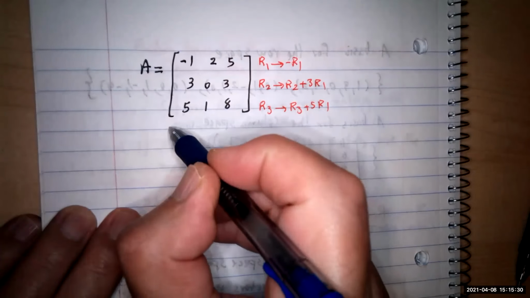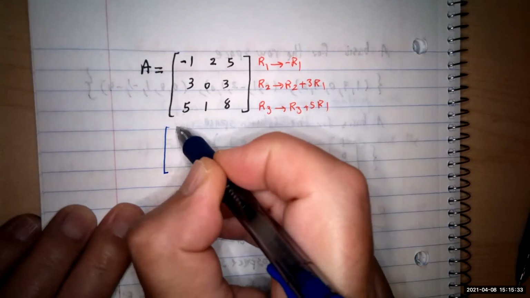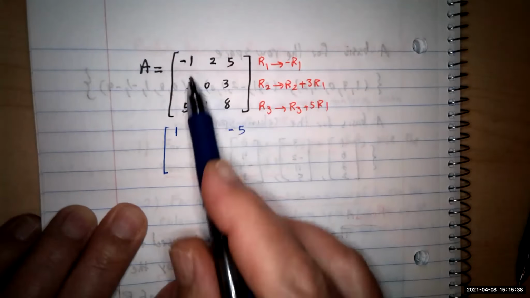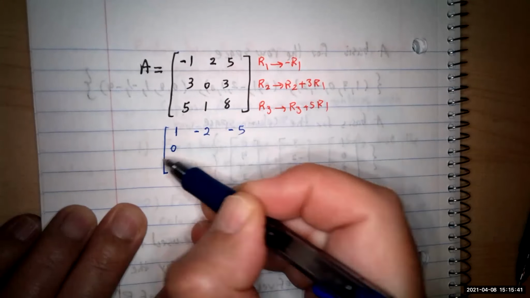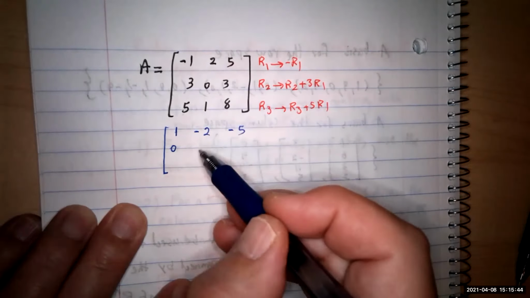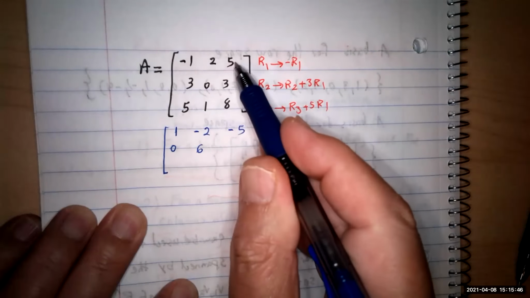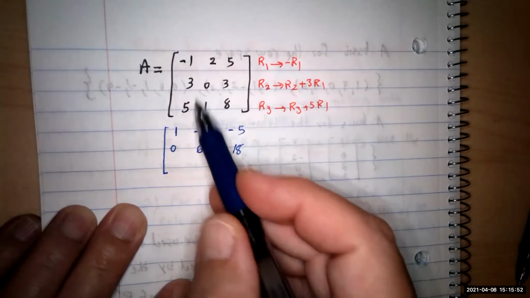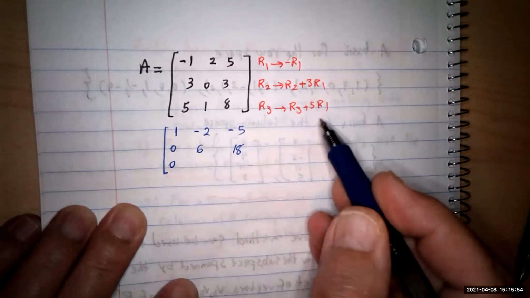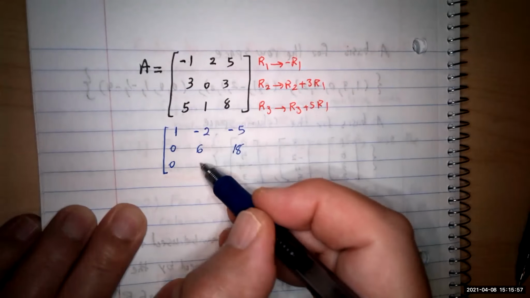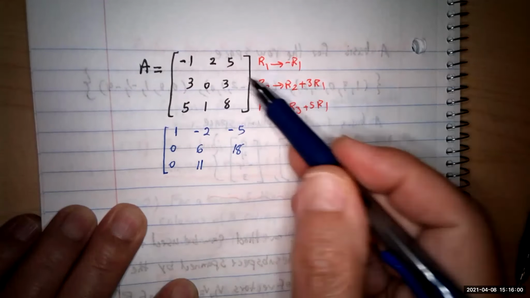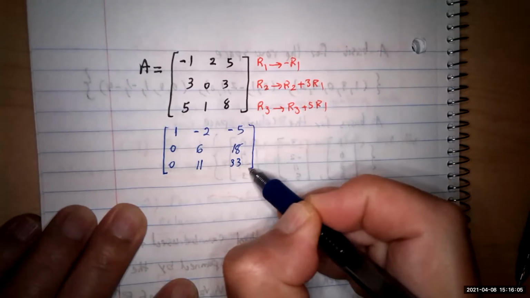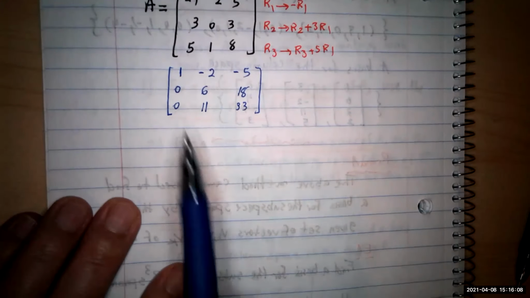So what we get is 1, negative 2, negative 5. With 3R1, that makes the first entry of row 2 into 0, then 6, since 3 times 2 is 6 and then 15, 18. For R3, multiplying by 5 gives 0, then 10, 11. So R2 is 0, 6, 18 and R3 is 0, 11, 33.